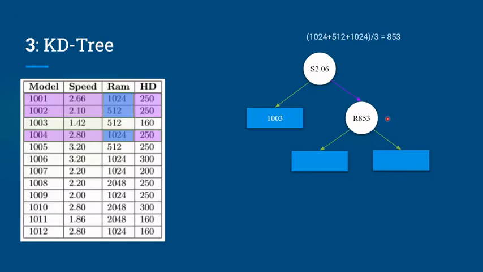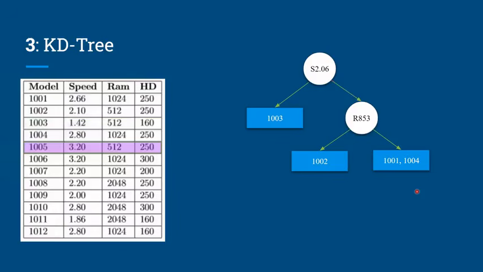Then 101, where would 101 be placed? It has a RAM of 1024, which is greater than 853. Hence, 101 would be placed in this right bucket. What about 102? It has a RAM of 512, less than 853, so it would be placed on the left. 104, finally, has a RAM value of 1024, which is greater than 853, so it'll be placed on the right. Looks good.